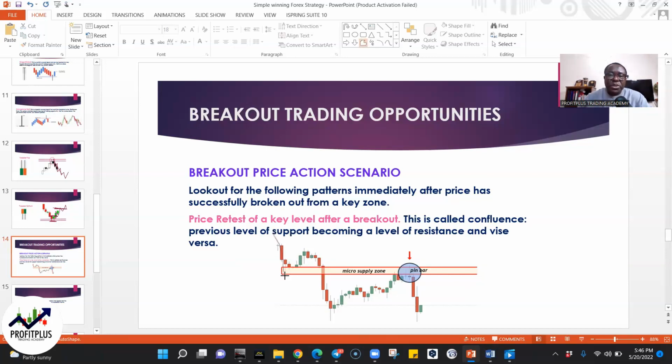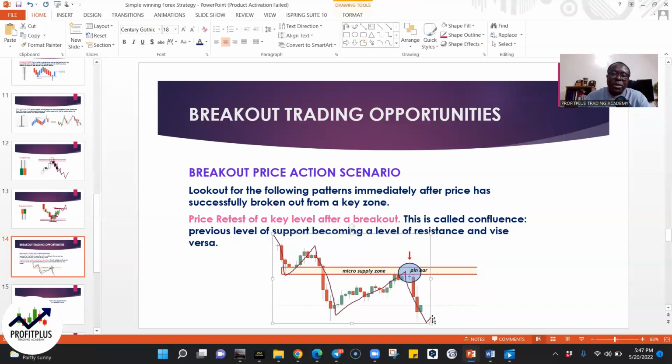You can see price pushed into this support area, went back up, bounced, okay, and now broke it. So when you see that price has closed below that previous support, or previous resistance, it has broken it. So you will need to wait for price to go back. Price will usually have to go back there to retest, and we call this confluence. You see previous level of support now becoming resistance. So a retest to that area can give you an opportunity to short the market again.